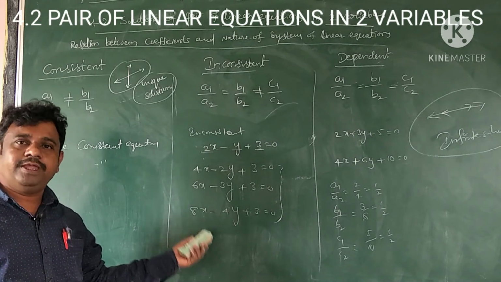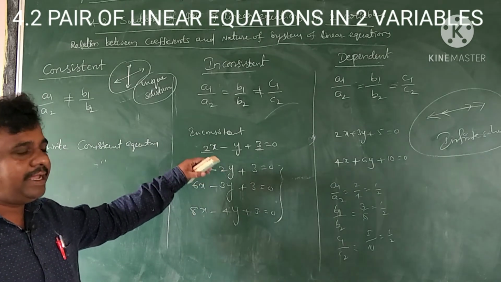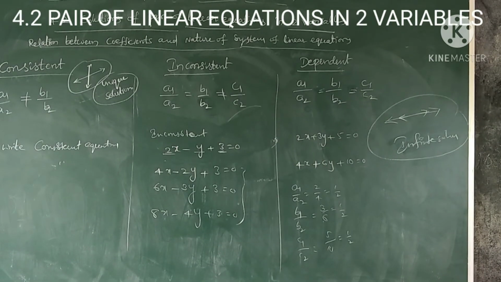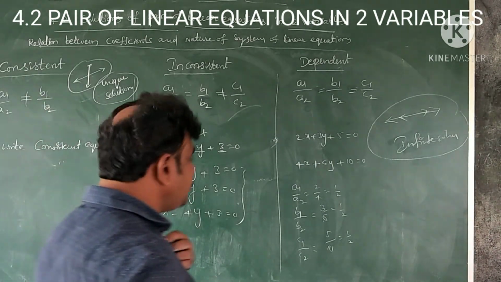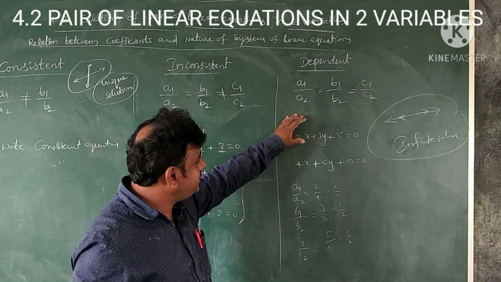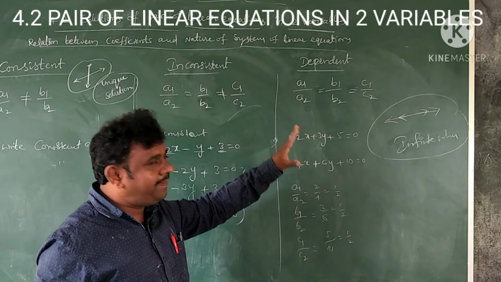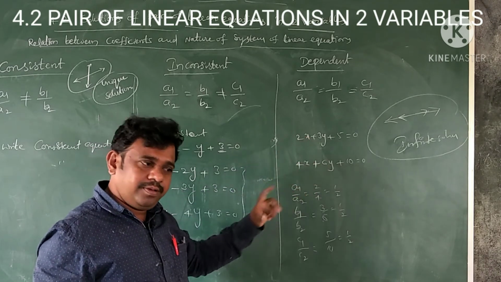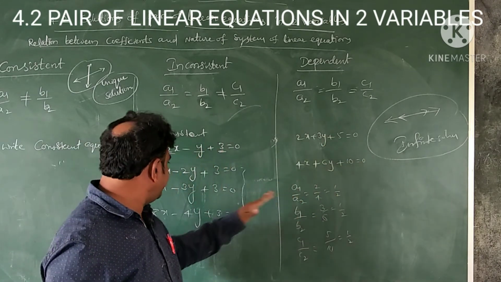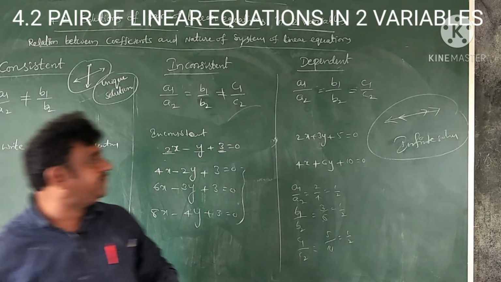So, a1 by a2 is equal to b1 by b2 but not equal to c1 by c2. This is how we write a parallel line to the given line. Students, we are able to write infinitely many dependent equations or parallel lines to the given line. If we have a question to write a dependent equation, that means we can multiply. Next, we can move to a pair of dependent linear equations.